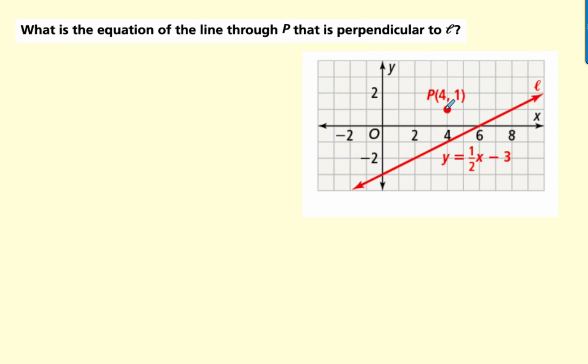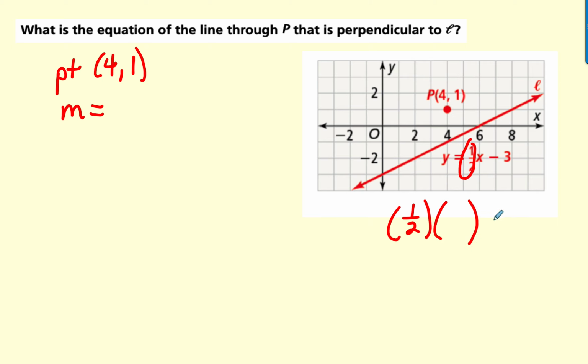All right, let's take a look at finding an equation of a line that goes through P and is going to be perpendicular to the line, not parallel, but perpendicular. Our point is (4, 1), and we want to figure out our slope. We don't want the slope 1/2. We want a slope that when you multiply it by 1/2, we get -1. So the slope we want is -2 over 1, and a lot of us just write -2.